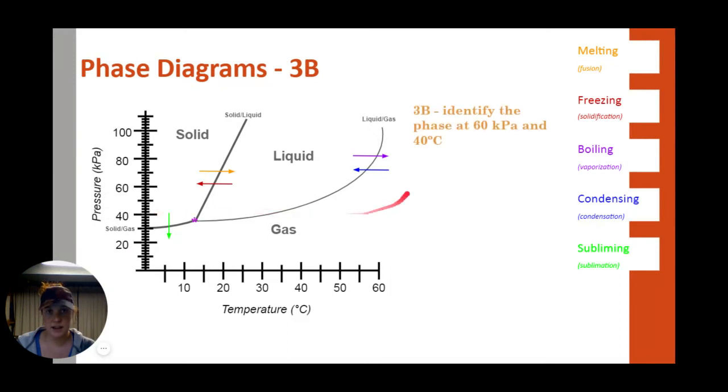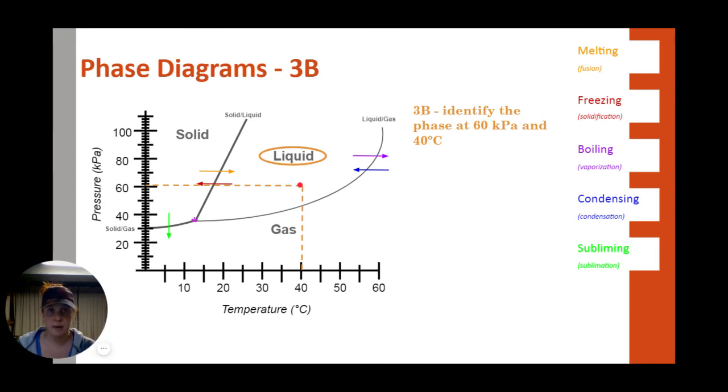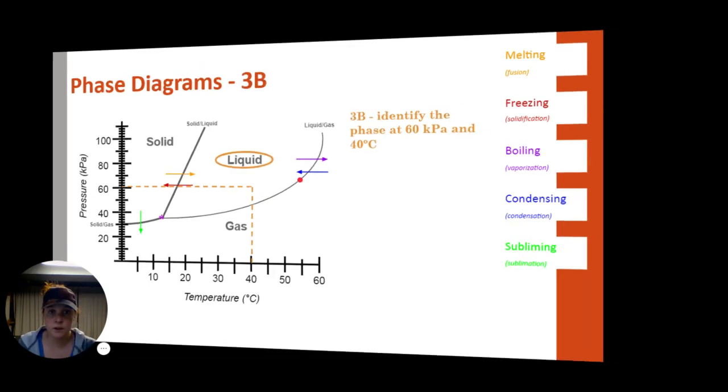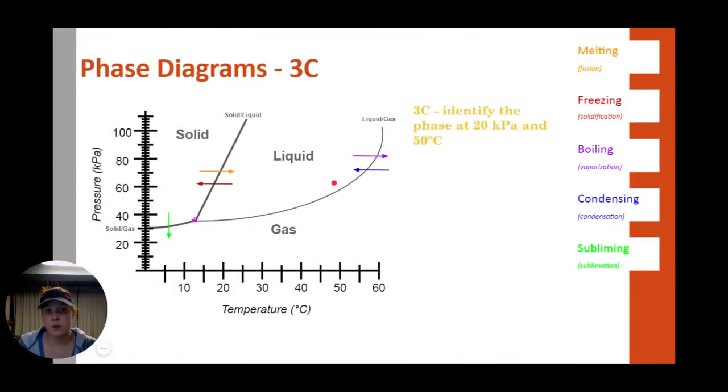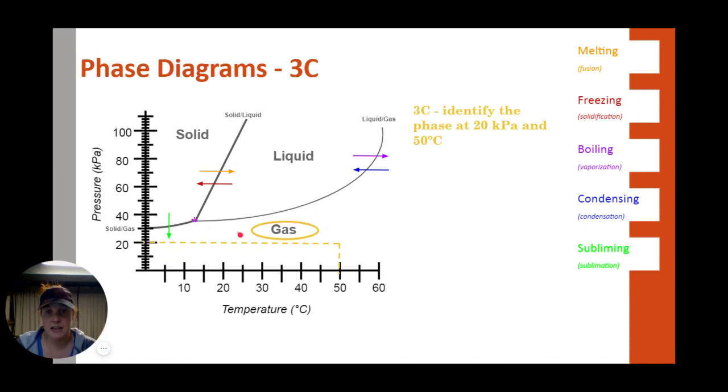All right, so let's take a look at a substance that's at 60 kilopascals and 40 degrees. That hits us right in the liquid slice of the pie here. So this is going to be a liquid. And then 3C, we're going to identify the phase at 20 kilopascals and 50 degrees. Really I don't need to show this, but we can already see that 50 degrees Celsius is hitting us right in the gas slice of the pie. So this would be a gaseous substance under those conditions.